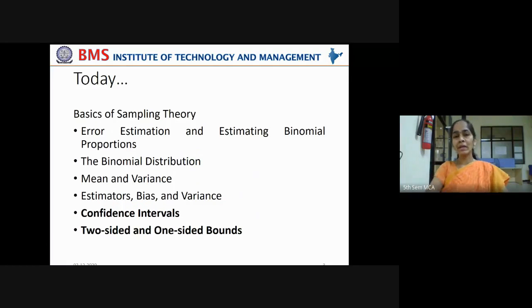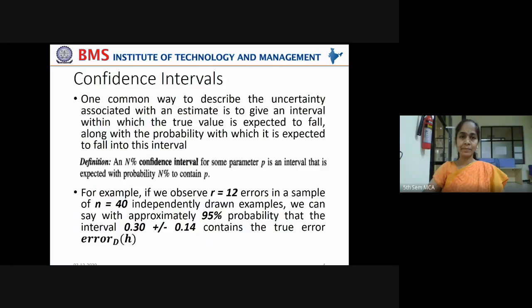When you are performing your hypothesis testing, what is the confidence interval within which the sample error may fall, the true error may fall, and outside which you may want to take some risk? That will be determined by stating a confidence interval. And two-sided and one-sided tests: whether you are applying bounds on both sides, lower limit and upper limit, or only on one side, only the lower limit or only the upper limit. All these will be made clear in today's class.